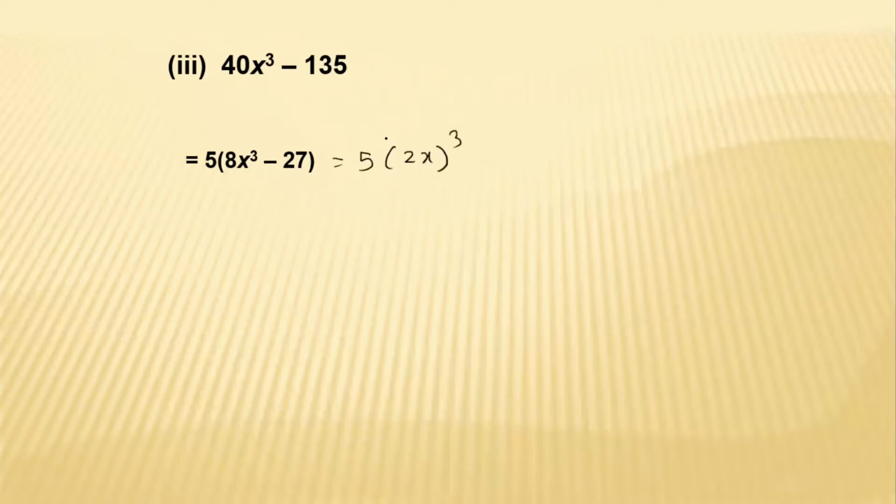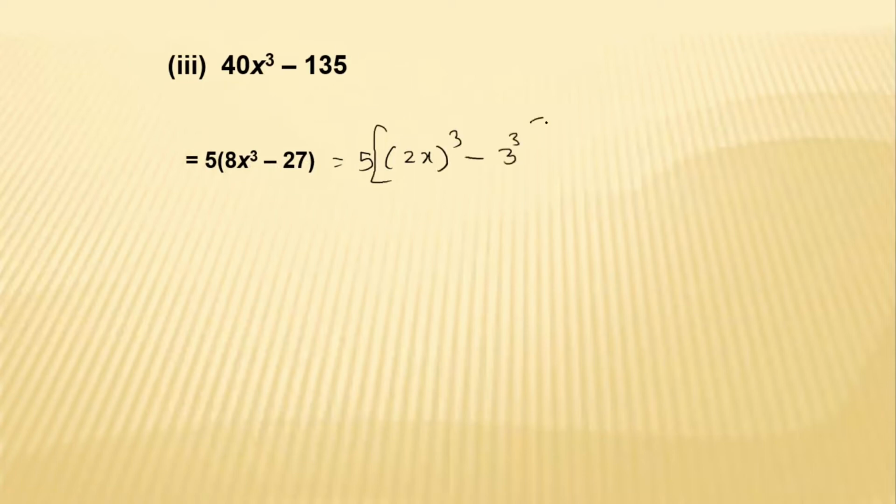So 40x cube minus 135. When we look at this, both the numbers, we don't find they are the perfect cube. So how can we have the perfect cube? So what can be taken out common so that I get the perfect cube? Yes. If I take 5 common, I'm getting 8. 5 8s are 40, and 27 into 5 is 135. So this 8x, 8 is the cube of 2. So this we are getting in the form of 5 into 2x the whole cube minus 27 is the cube of 3.